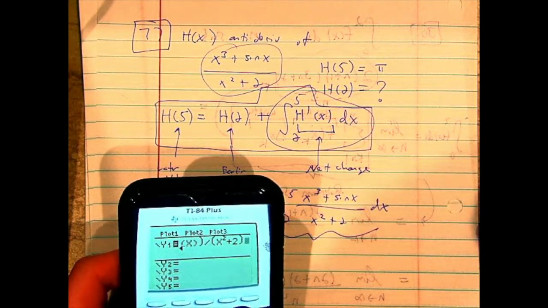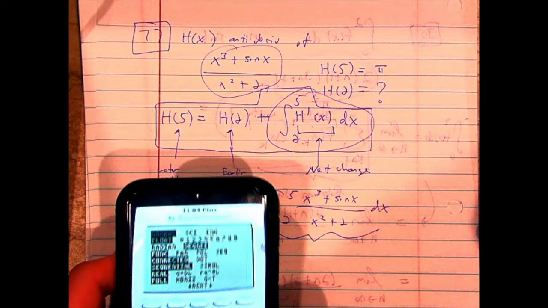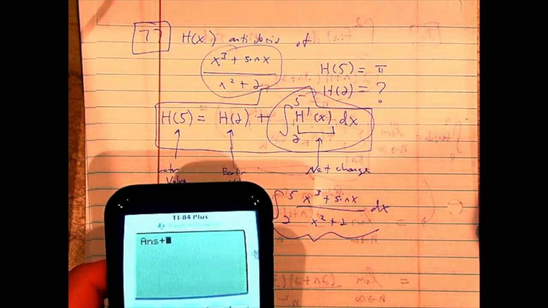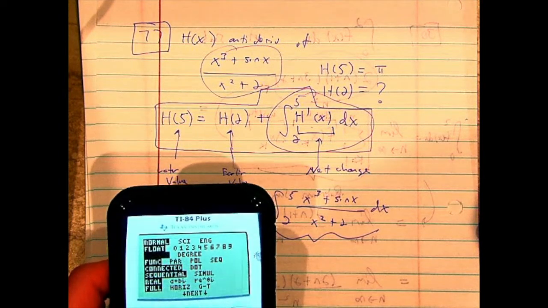Okay, so that's my function there. Because this thing involves a trig function, I'm going to make sure that I'm in radians. Oh, I'm not. How embarrassing. All right. Oops. So mode. There we go. I'm in radians now.